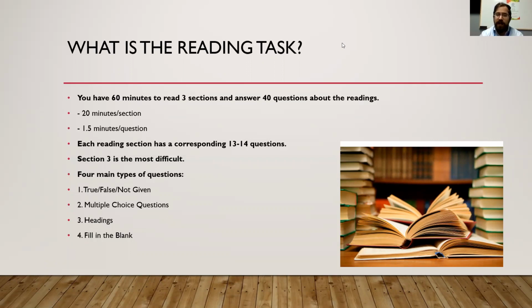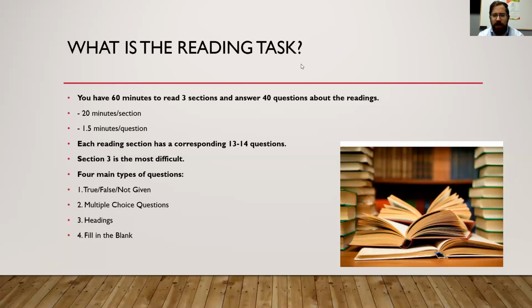Also, each reading is going to have 13 to 14 questions. Make sure you find those questions so you don't accidentally skip any. And you should know that section 3 is the most difficult part of the exam. Section 1 and 2 are a lot easier. And there are 4 main types of questions: true, false, not given, multiple choice questions, headings, and fill in the blanks.